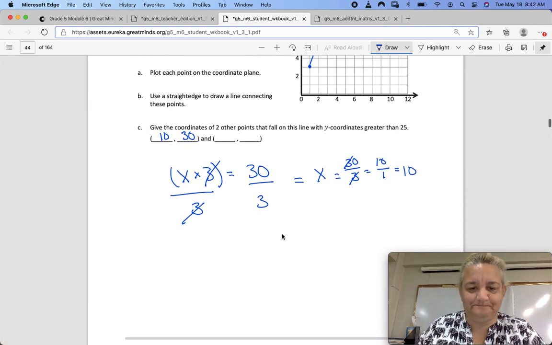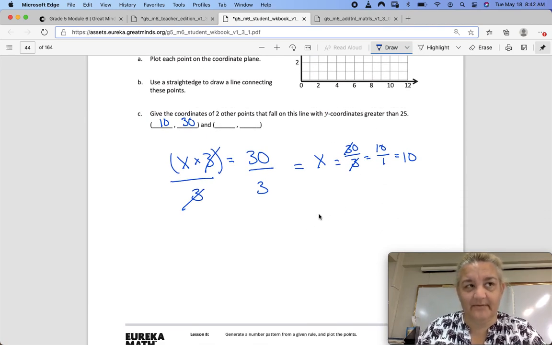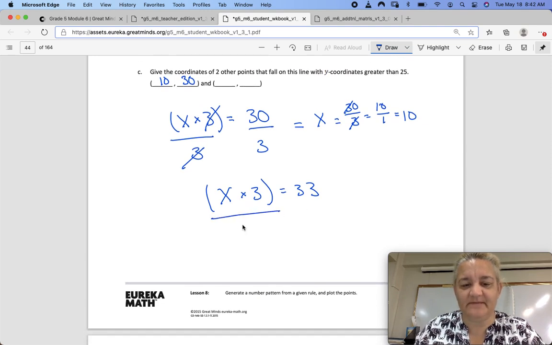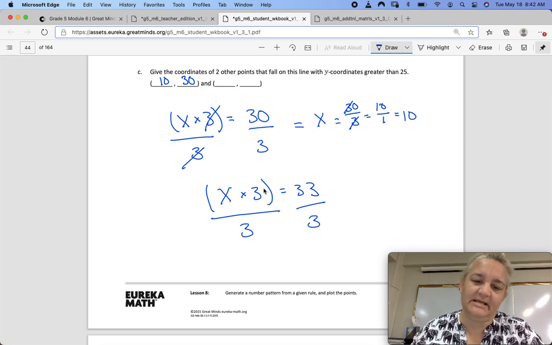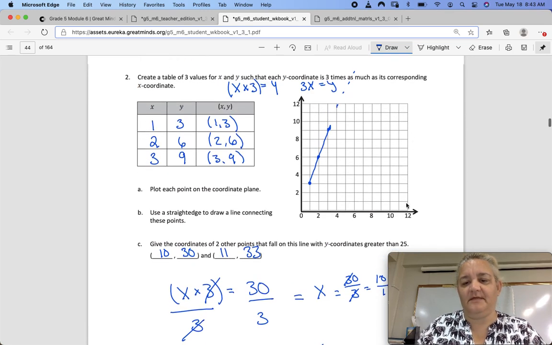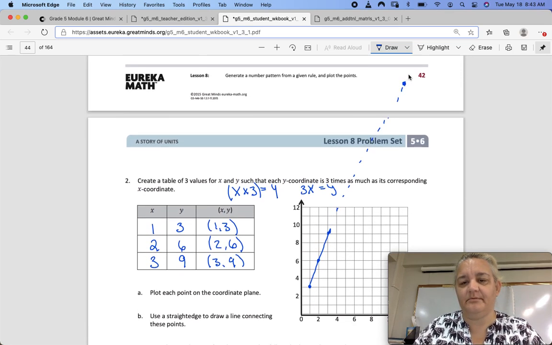And let's see, another one. How about 33? X times 3 equals 33. So what we would do is we would divide this side by 3 and this side by 3. And here we would delete that, and this would turn into 11, right? So x equals 11. And if x equals 11 and y equals 33, then that one would be way up here, right?